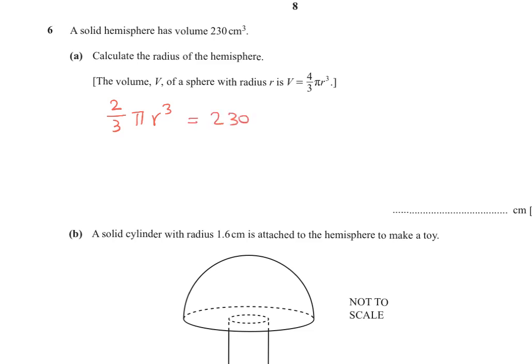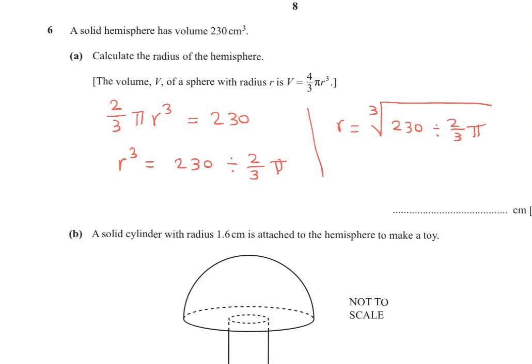How do we make r the subject, or find r? Now r cubed equals 230 divided by 2 over 3 pi. Then r is the cubic root of 230 divided by 2 over 3 pi. The radius is 4.79 to two decimal places.